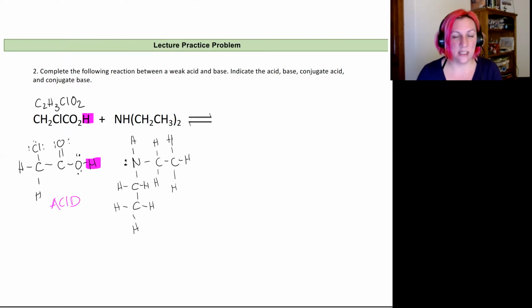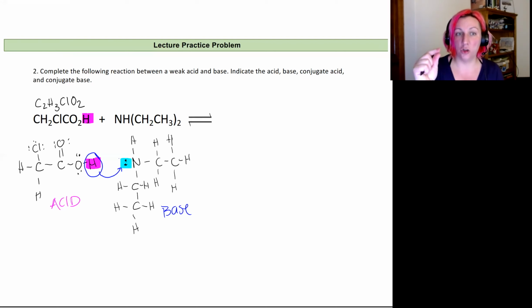And looking at it, we can see that this nitrogen is the big tip-off. It's a nitrogen that isn't positive. That's a big tip-off that we're probably looking at a base, especially because the other things I see are all carbon-hydrogen bonds or carbon-carbon bonds. And so that lone pair right here on the nitrogen is going to be our basic lone pair. And so what's going to happen here is this hydrogen is going to transfer from my acid to my base.